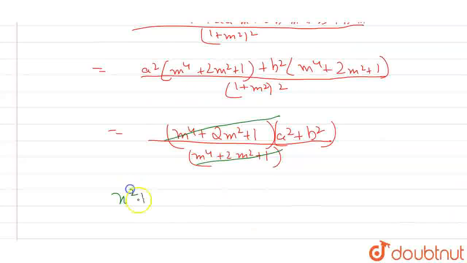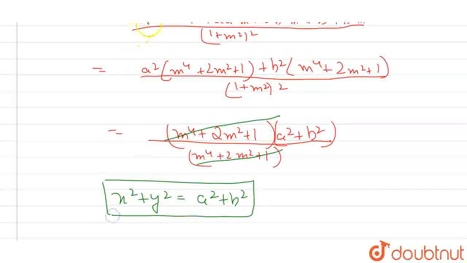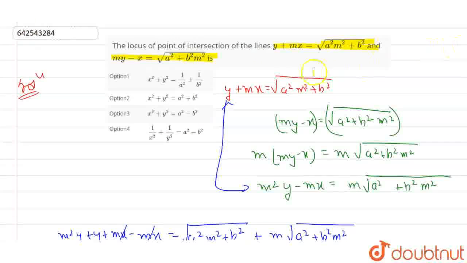We are left with x square plus y square equals a square plus b square. So after a long time we get the locus here, which comes out as x square plus y square equals a square plus b square. Look, the question is a little lengthy, but if we go over this step by step, every step is easy. So the correct option is option number 2. We have x square plus y square equals a square plus b square.